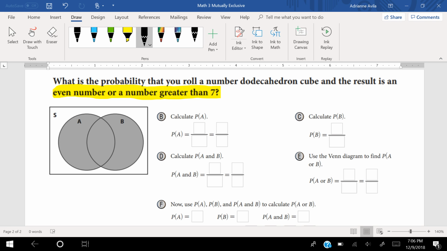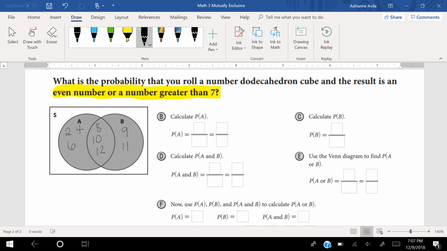Again, let's write in what values we have. In event A, we have 2, 4, and 6. In B, we have a bunch of other numbers, just odds, I guess. That would be 9 and 11. Those are numbers greater than 7. But in this middle space here, we have the numbers that are greater than 7 but are also even. That would be our 8, our 10, and our 12.